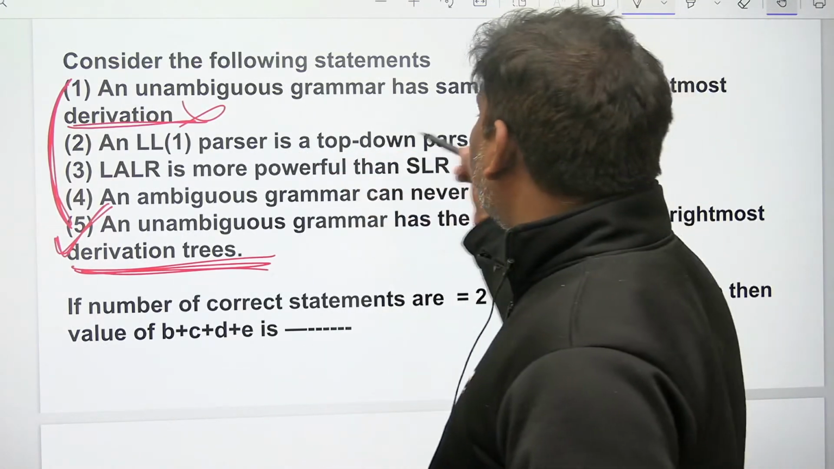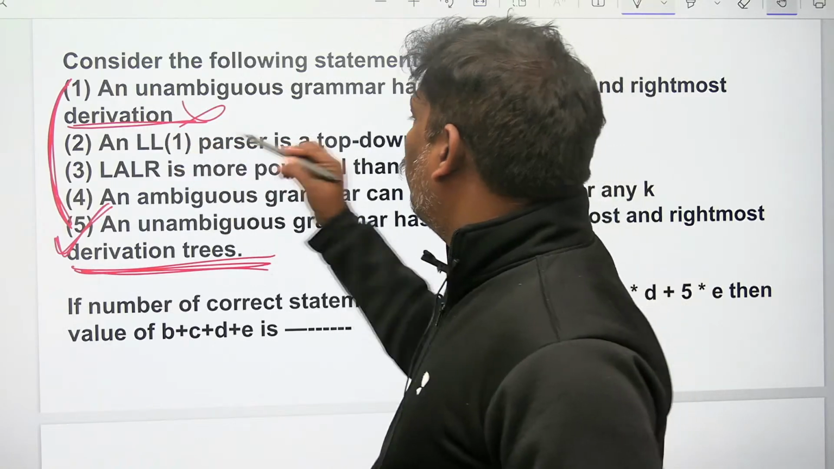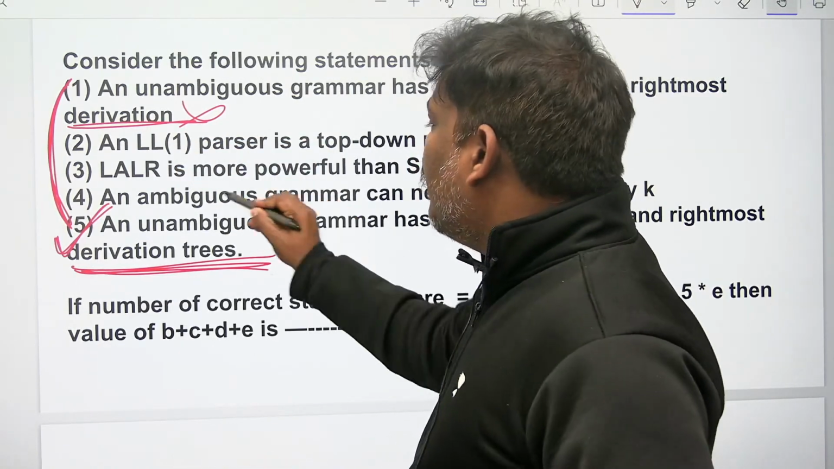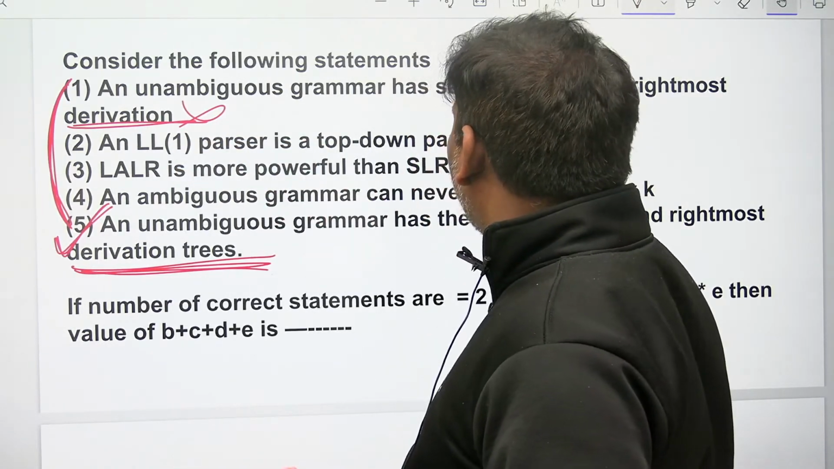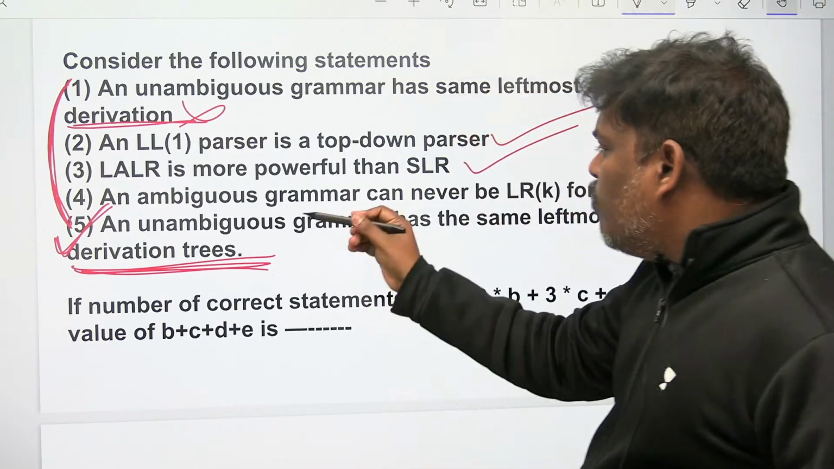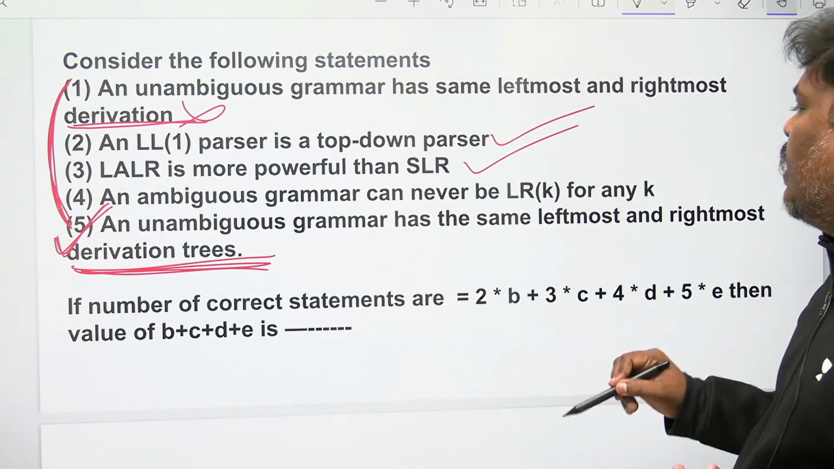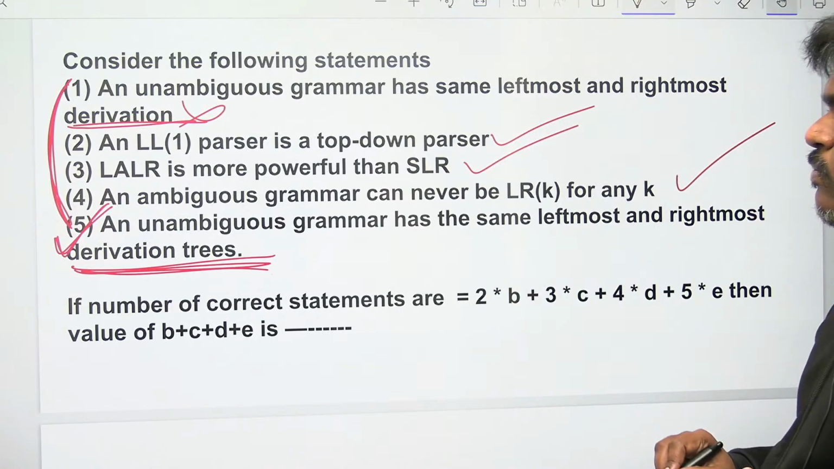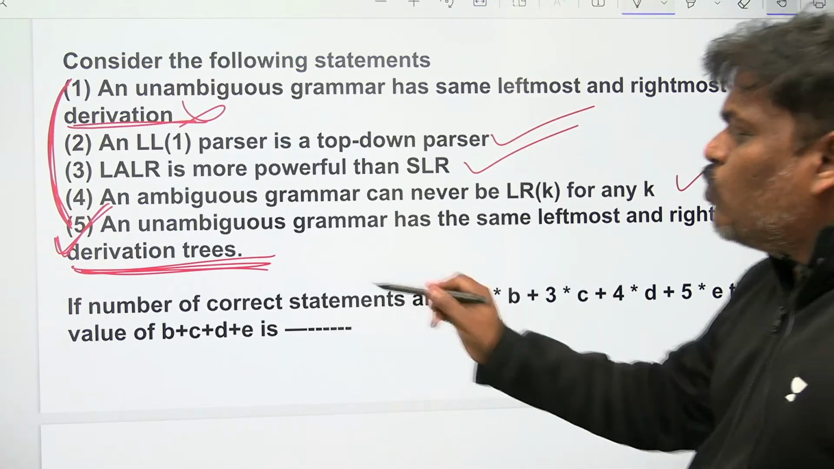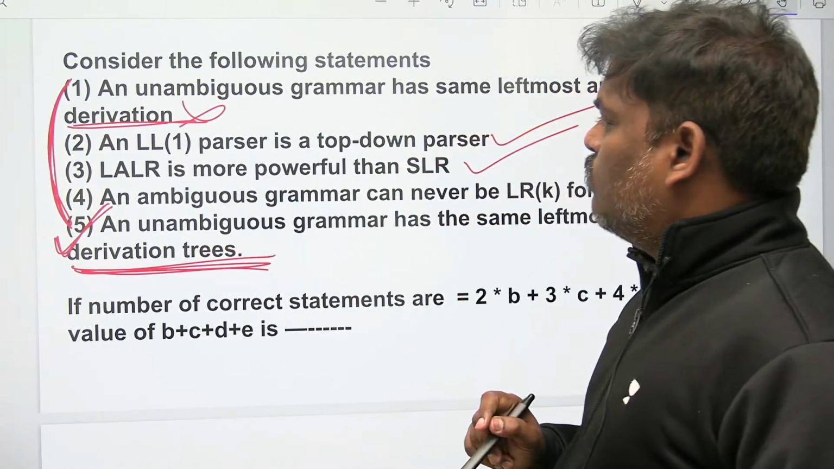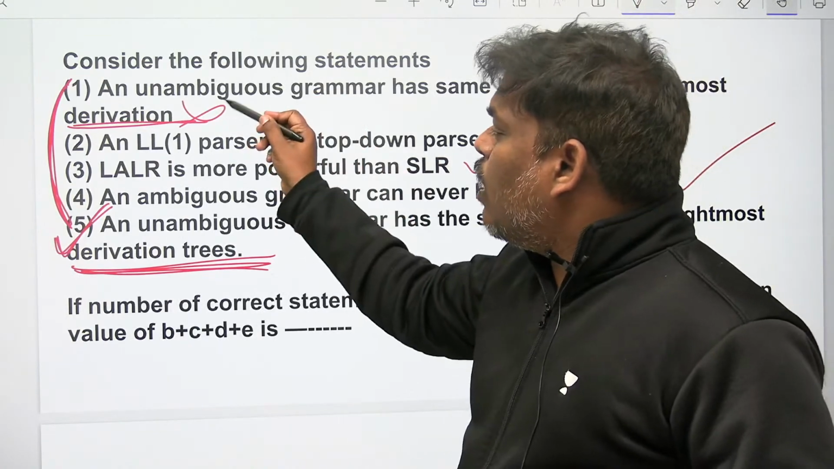An LL1 parser is a top-down parser. True. LALR is more powerful than SLR1. True. An ambiguous grammar can never be LRK. True. The fifth one is also true. Except the first one, all are true.